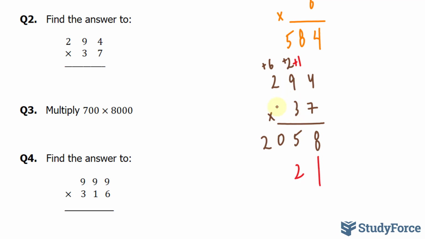3 times 9 is 27. Plus 1 is 28. Place the 8 here and the 2 as a reminder over here. 3 times 2 is 6. Plus 2 is 8.